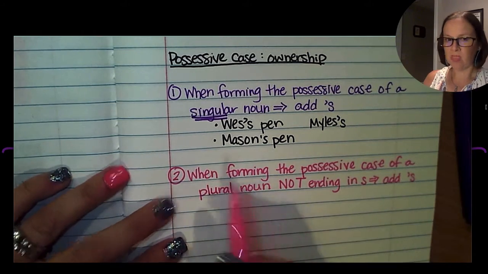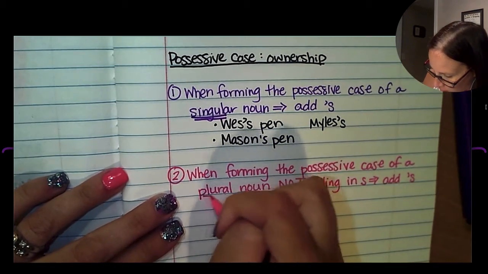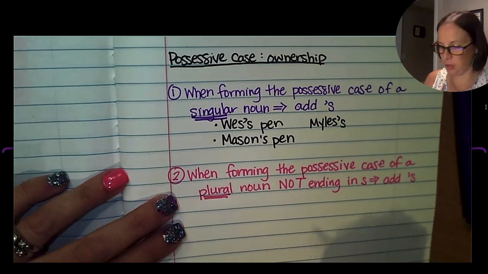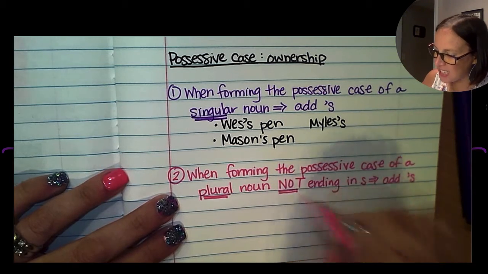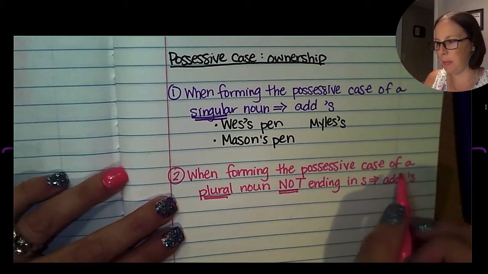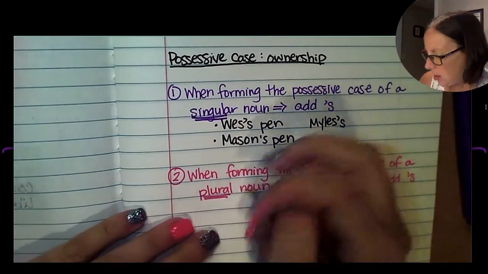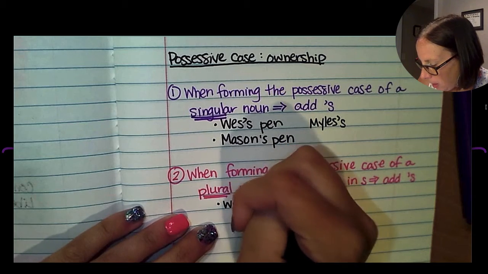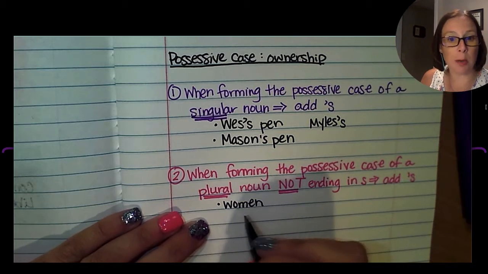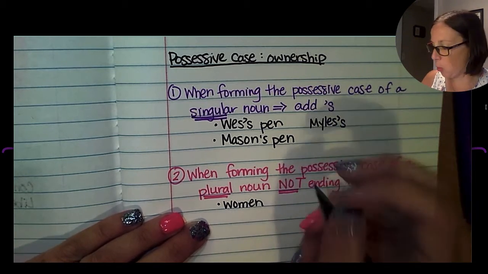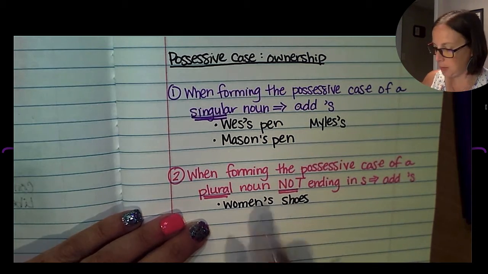Okay, so second rule, when forming the possessive case of a plural noun, so this one up here was singular, this one's plural, but you got to make sure it's not ending in S. You're going to add an apostrophe S. So here's my example. Women, more than one. If it was one, I'd say woman. Women is more than one. So women's shoes would get the apostrophe S.